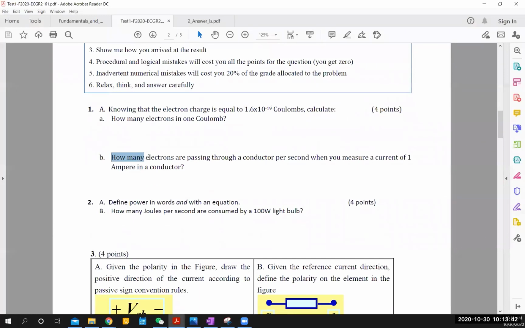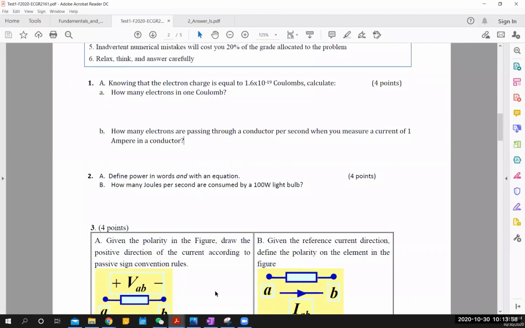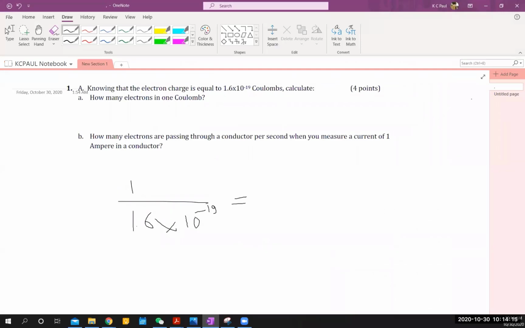And here is a similar kind of problem: how many electrons are passing through a conductor per second when you measure a current of 1 ampere in a conductor? So 1 ampere means 1 Coulomb per second, right? Now you already know how many electrons there are in 1 Coulomb. So how many electrons are passing through that 1 Coulomb? That's the same answer as the first one. So it's all the same. The second problem also has the same answer.